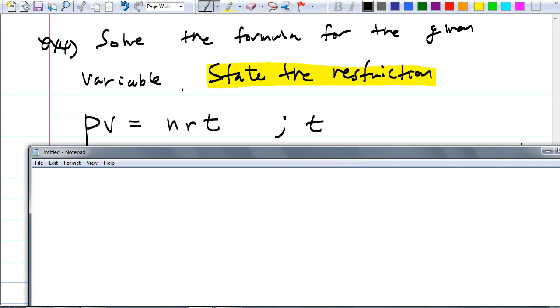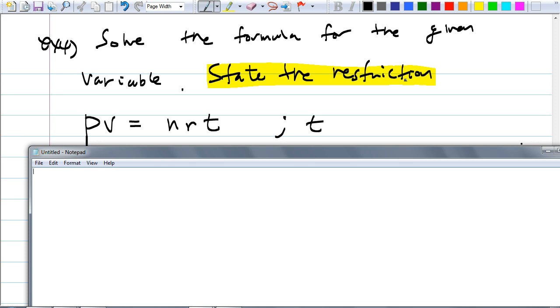Go ahead, everybody try. Now solve for, what are we solving for? How do you know which one to solve for? Yeah, it says what? T. You got semicolon and T. That's what they mean by solve for T. And what did they say? State the restriction. Go ahead, everybody try.